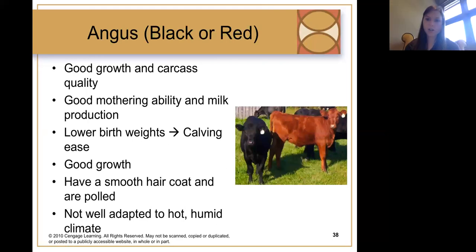That's a really good question. I'm not sure, but it makes sense because black is preferred, and also black is a lot more common. You don't see quite as many red Angus cows around. So I would say that's definitely a possibility.